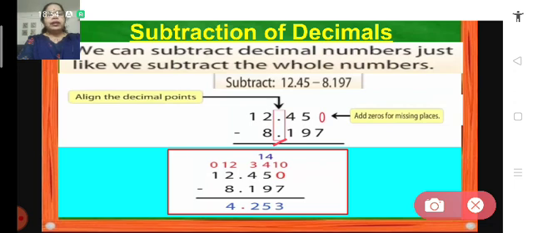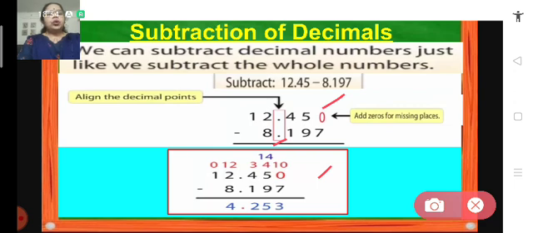And wherever required, we have to add zeros to make the decimal numbers like decimals. And we have to write them according to the place values, and then we can subtract like we subtract the whole numbers. So here we have 12.450 minus 8.197. So we have done the subtraction, and what do we get? We get 4.253. We start the subtraction from extreme right.